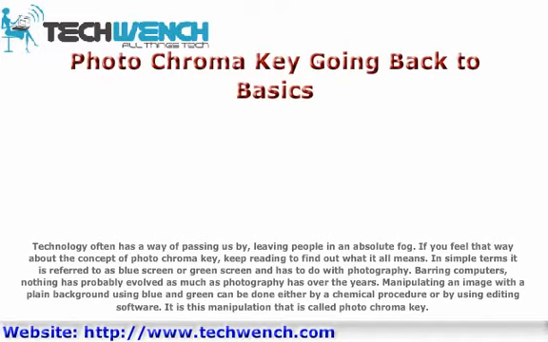Barring computers, nothing has probably evolved as much as photography has over the years. Manipulating an image with a plain background using blue and green can be done either by a chemical procedure or by using editing software. It is this manipulation that is called photochroma key.